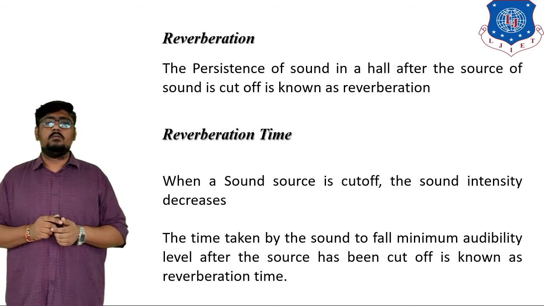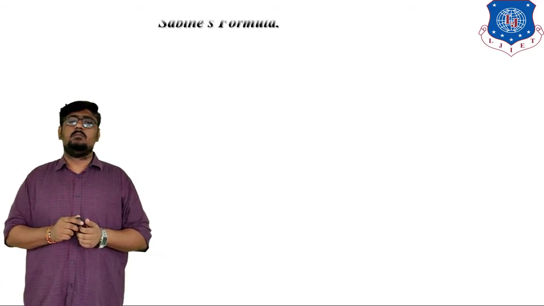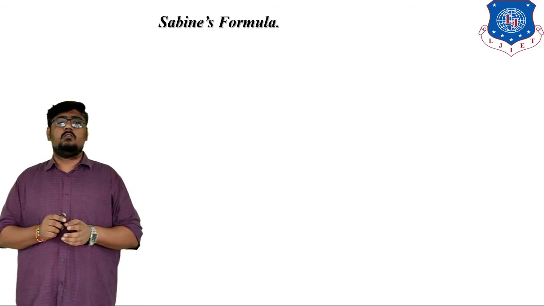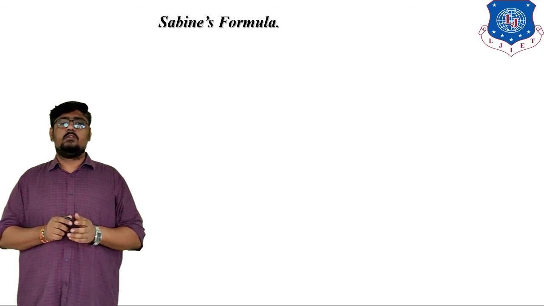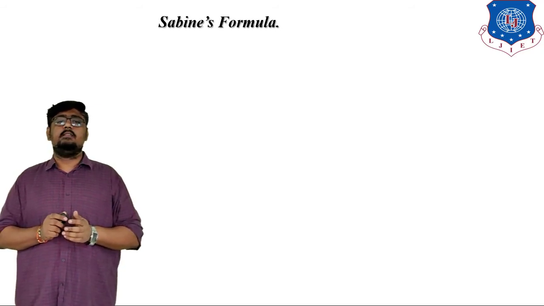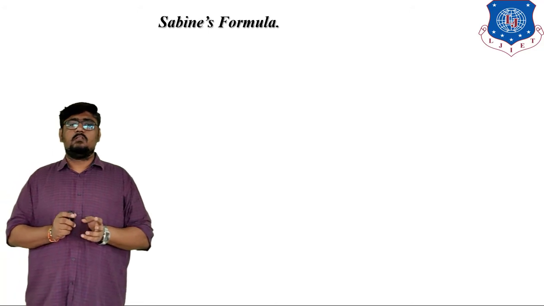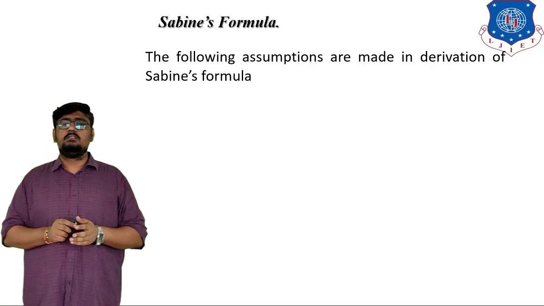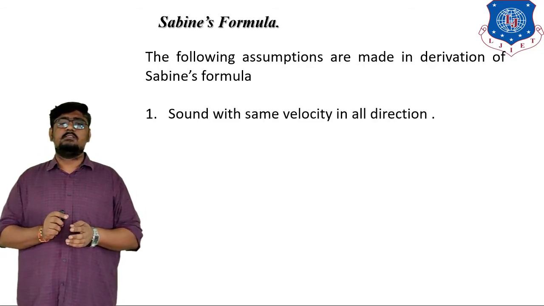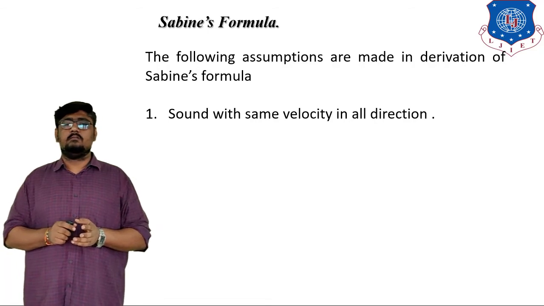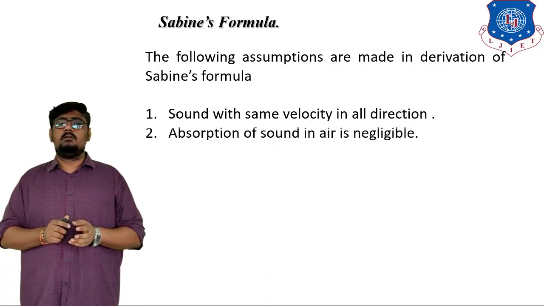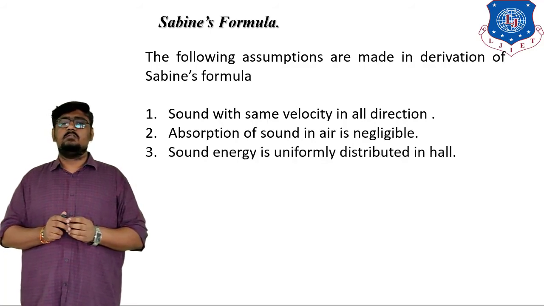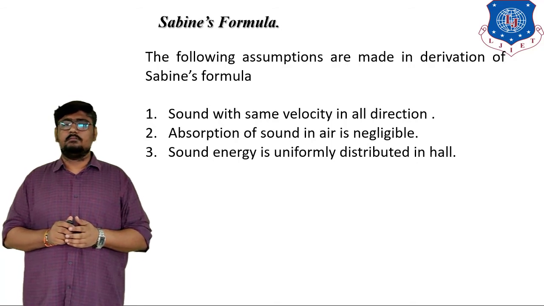So Sabine's formula is the next topic. Sabine's formula gives the reverberation time of a sound in a hall in terms of the volume of the hall, the absorption coefficient of the sound-absorbing material, and the surface areas. The following assumptions are made in the derivation of Sabine's formula. The first assumption is that sound travels with the same velocity in all directions. Second, absorption of sound in the air is negligible. Third, the sound energy is uniformly distributed in the hall.